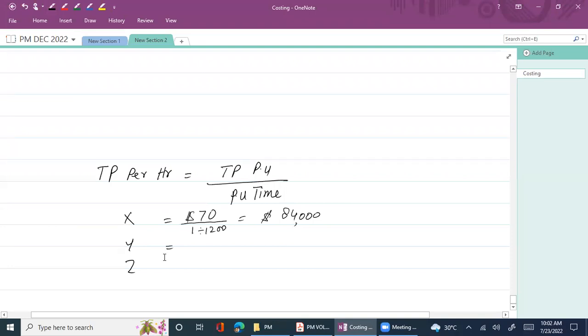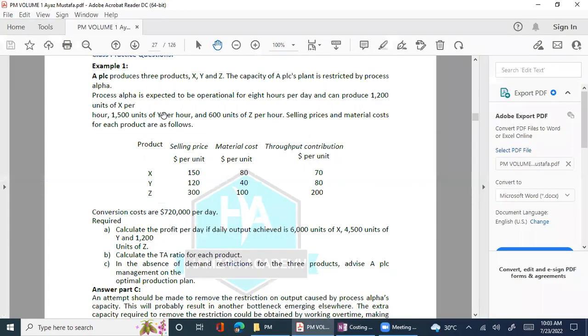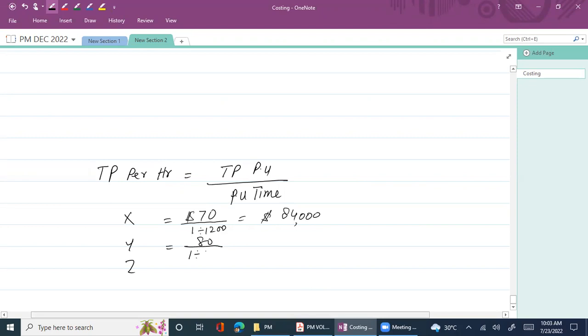Per unit time is not given, so in 1 hour we can produce 1,200 units. So 1 unit, when we solve it, we will get this answer. Then 80 is the throughput per unit for Y, and the same type of data is given for Y: 1,500 units per hour. So 1 divided by 1,500. What will be the answer of this?